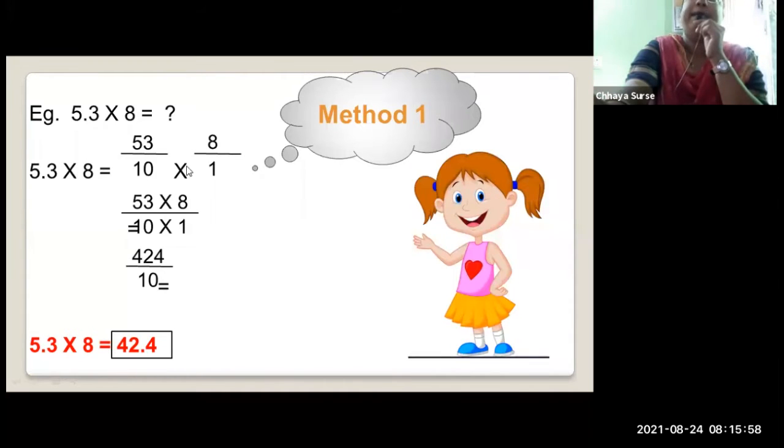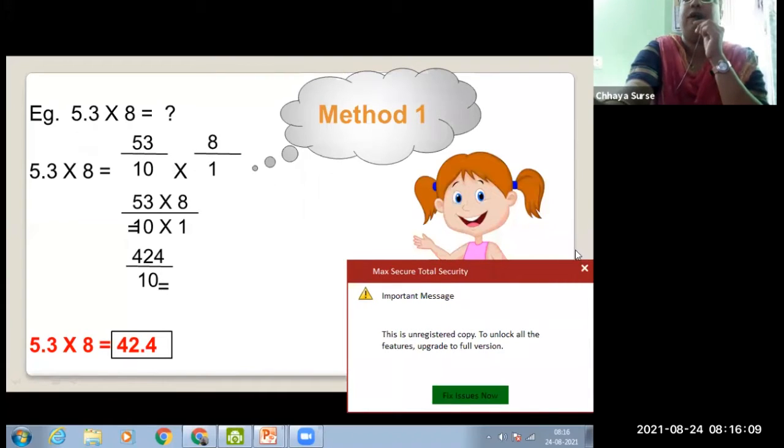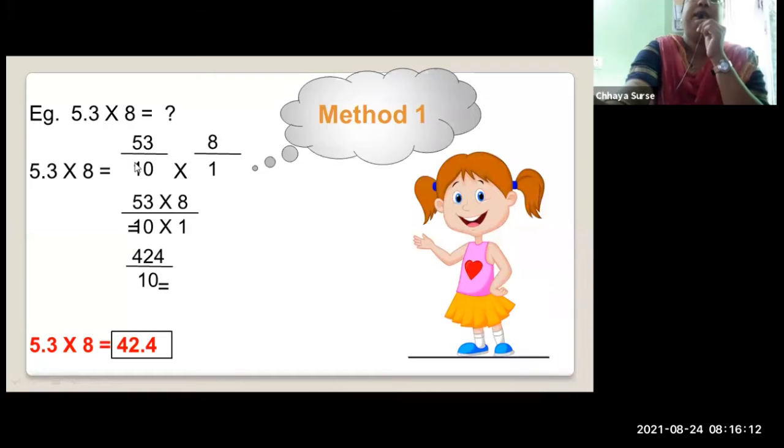Then multiply by 8, which is 8 upon 1. So 53 upon 10 multiplied by 8 upon 1. Clear? Then 53 is multiplied by 8 and 10 is multiplied by 1. So 53 multiplied by 8 is 424, and 10 ones are 10 as it is.